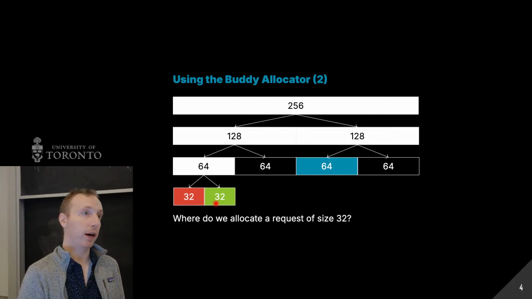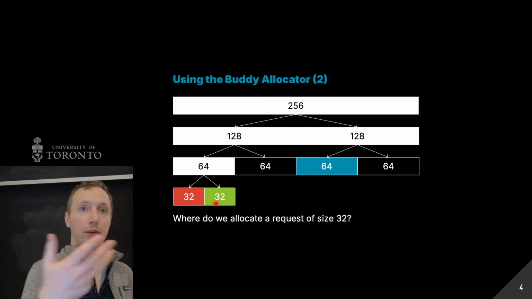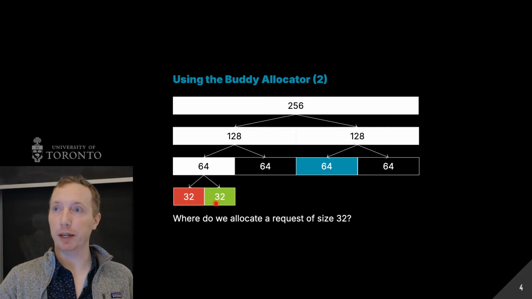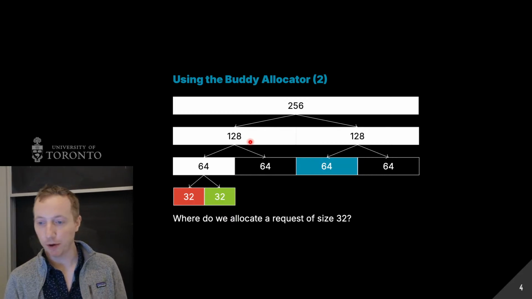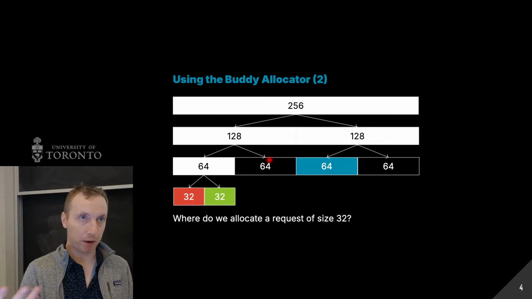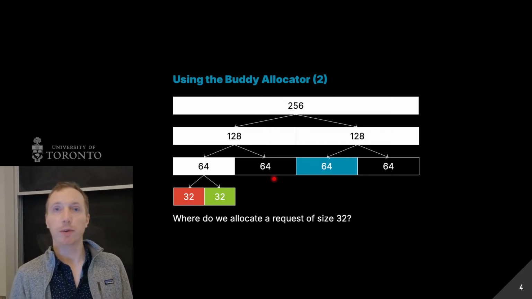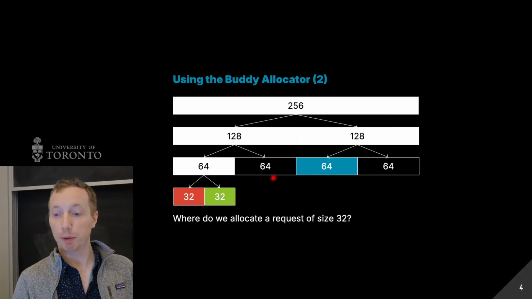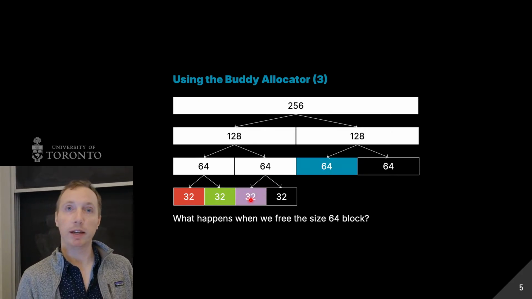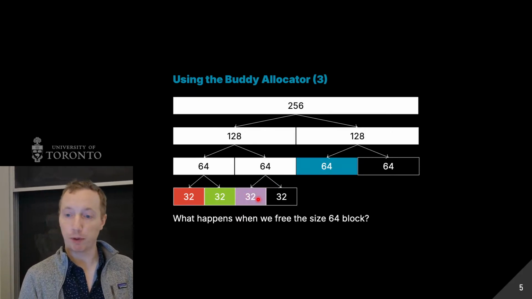So now, if another request comes in for size 32, then, well, do I have any 32 byte blocks free? No, so I have to look up the next level. So do I have any 64 byte blocks free? Yes. So in this case, you probably just pick the first one. So I have to pick this first block, split it into 2. Then I use one of them for the 32 byte allocation, and then the other one goes back onto the free list.